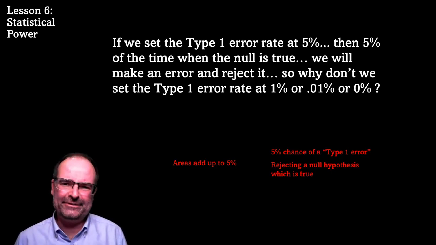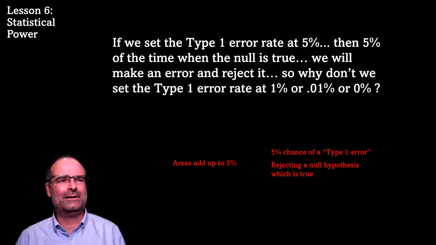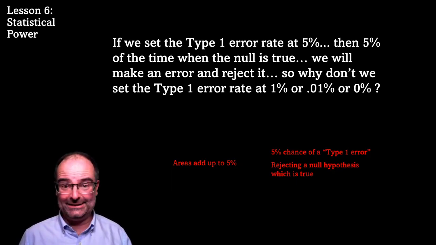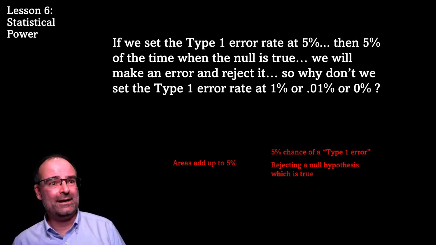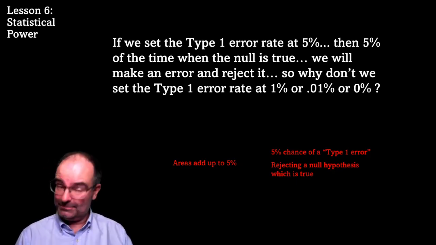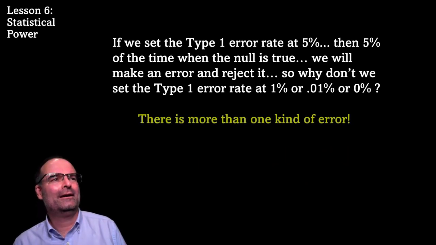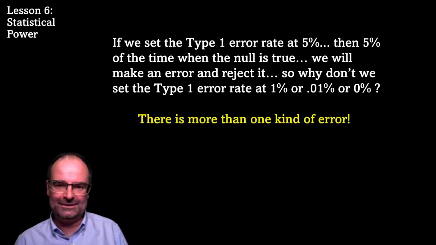So why don't we set it at 5%? Why don't we set the type 1 error rate at 1%? Or 0.1%? Or 0. Let's make it 0. Why don't we do that? And then we won't make any type 1 errors, or type 1 errors will be very, very unlikely. Why don't we do that? Well, unfortunately, there's more than one kind of error that's possible here.